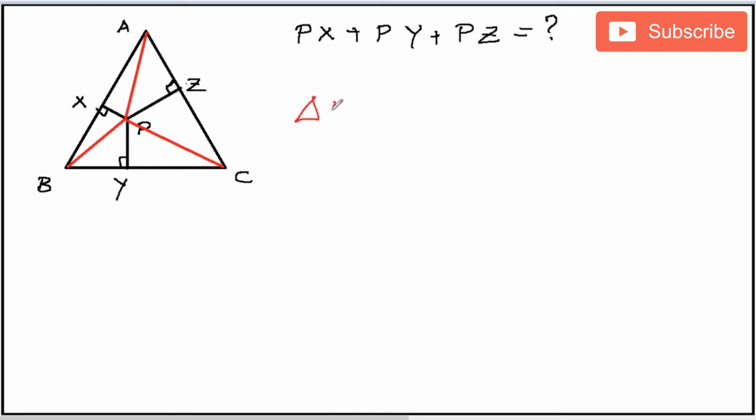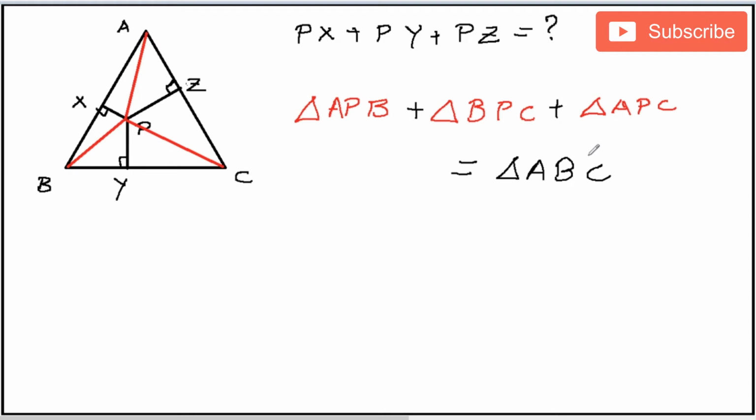When I make these three constructions, this equilateral triangle ABC gets divided into three smaller triangles, which are triangle APB, triangle BPC and triangle APC. So the sum of the areas of these three triangles will be equal to triangle ABC's area. That's a very basic thing that we can just visually look at this figure and verify. Right.